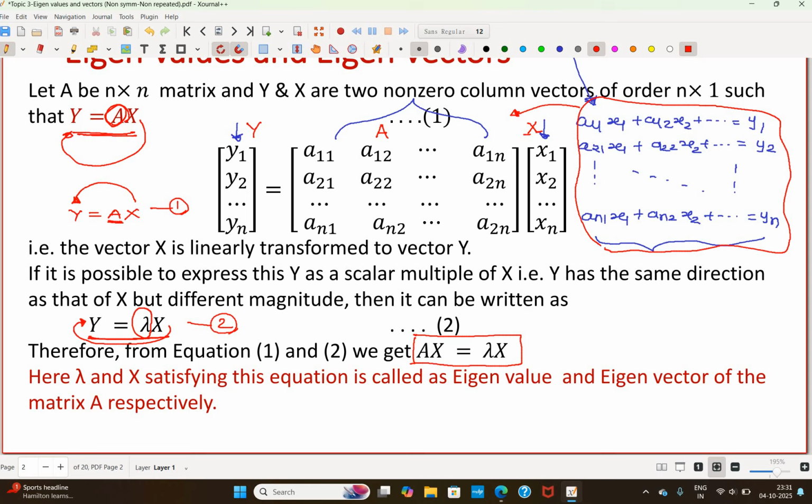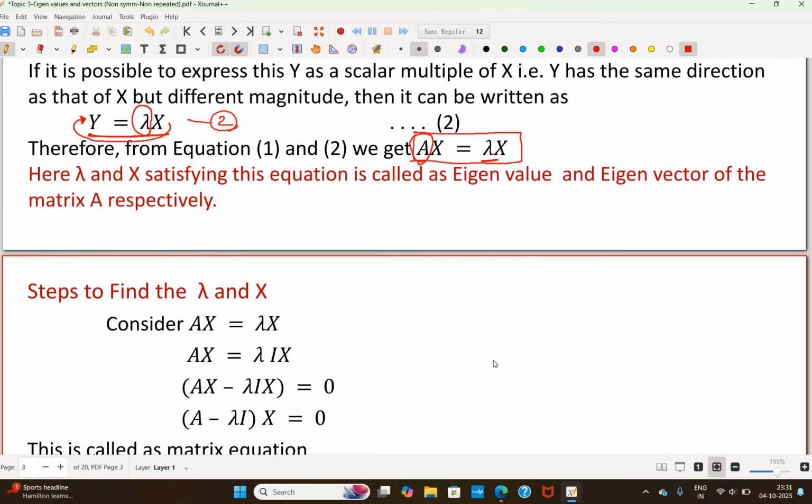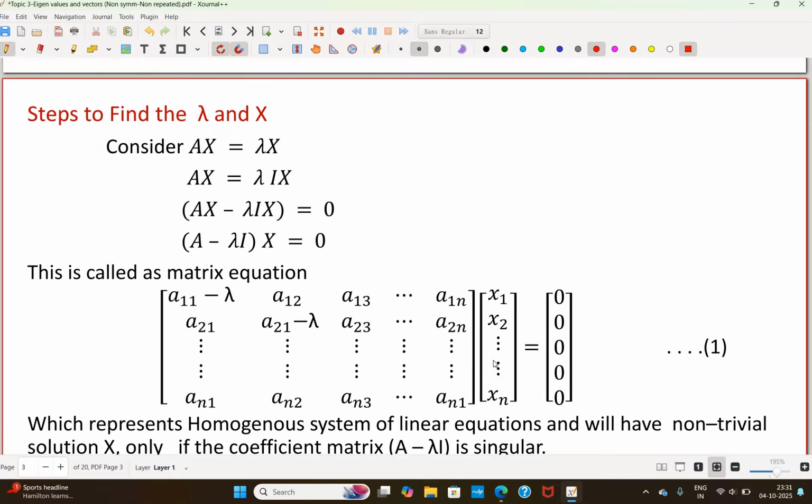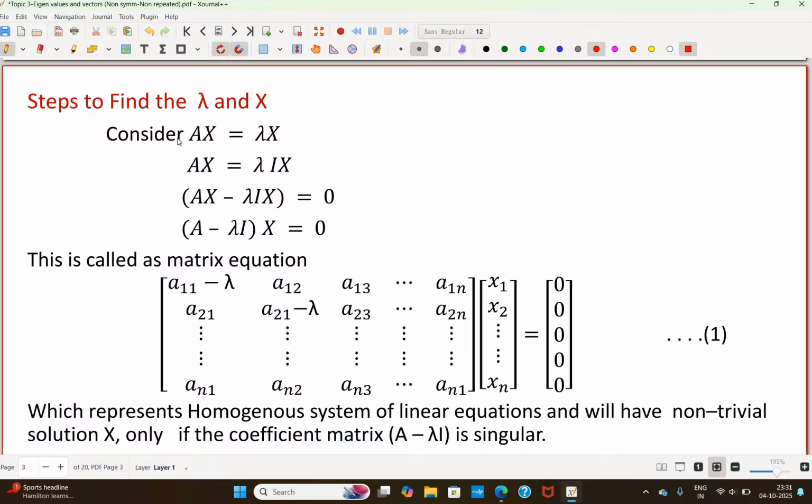So, for this matrix A, we can identify different lambda values that transform capital X to Y. The corresponding capital X for the corresponding lambda is called an eigenvector, and that lambda is termed the eigenvalue. So our interest is to find the lambda values and X values. Now how to find them? Let us try to understand. From equations 1 and 2, we could get this particular equality.